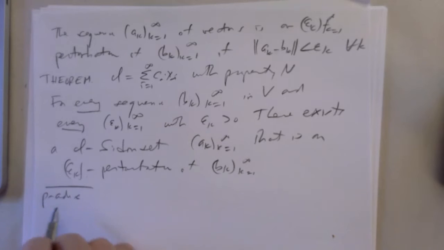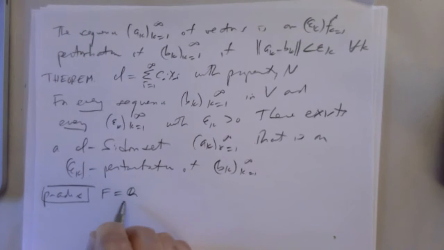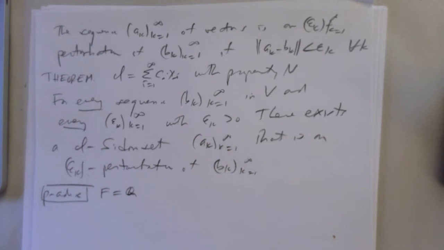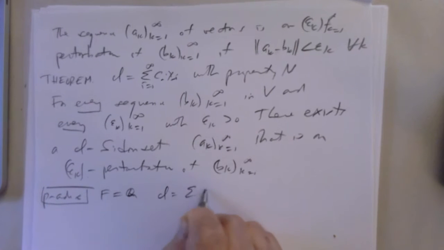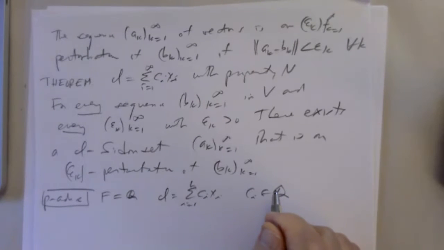Now, in the special case where you take the field to be the rational numbers, you can say the following. Let me find my theorem. So suppose we take phi, my linear form, with rational coefficients.